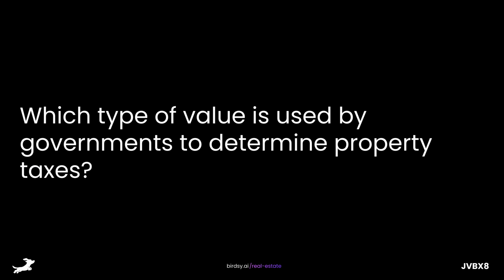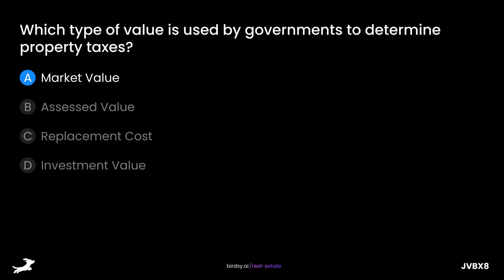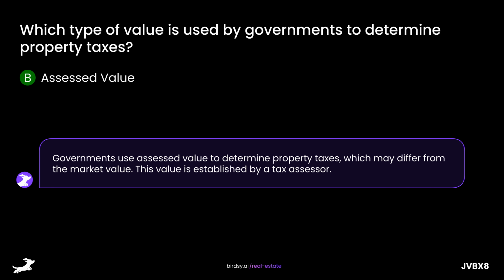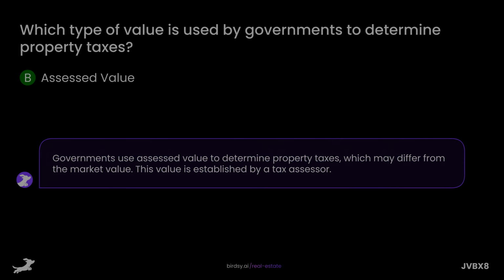Which type of value is used by governments to determine property taxes? Is it A. Market value, B. Assessed value, C. Replacement cost, or D. Investment value? The answer is B. Assessed value. Governments use assessed value to determine property taxes, which may differ from the market value. This value is established by a tax assessor.